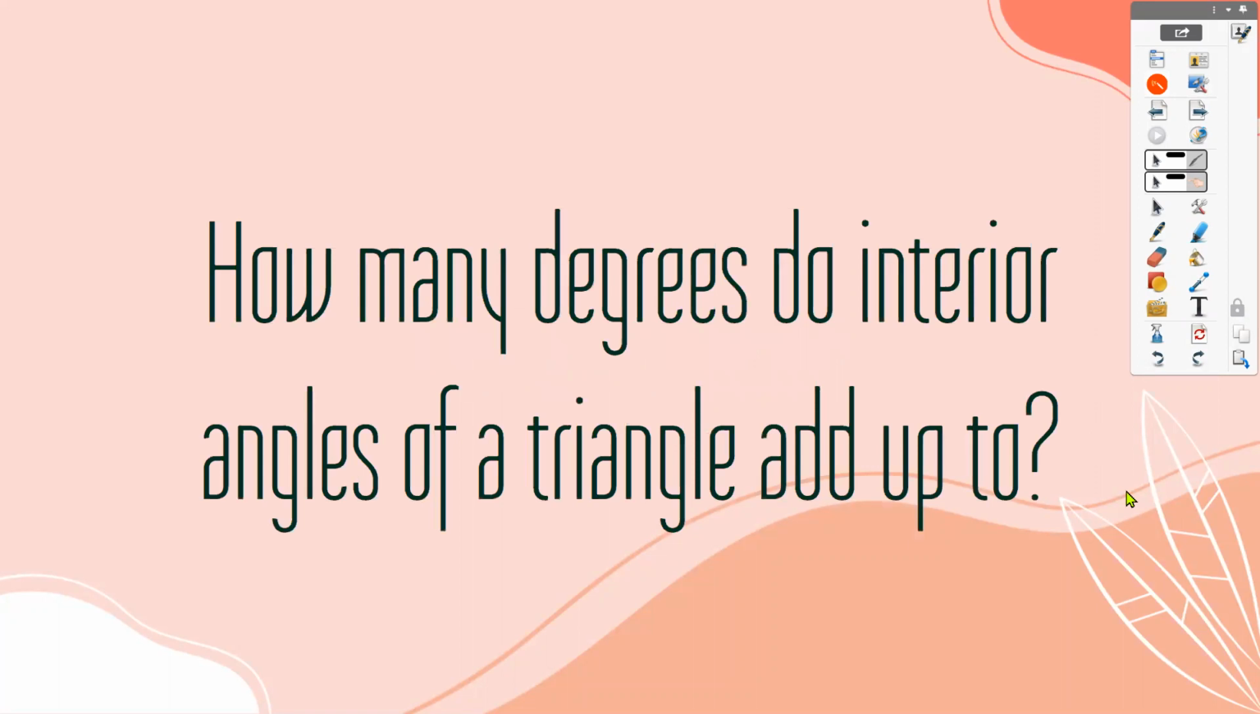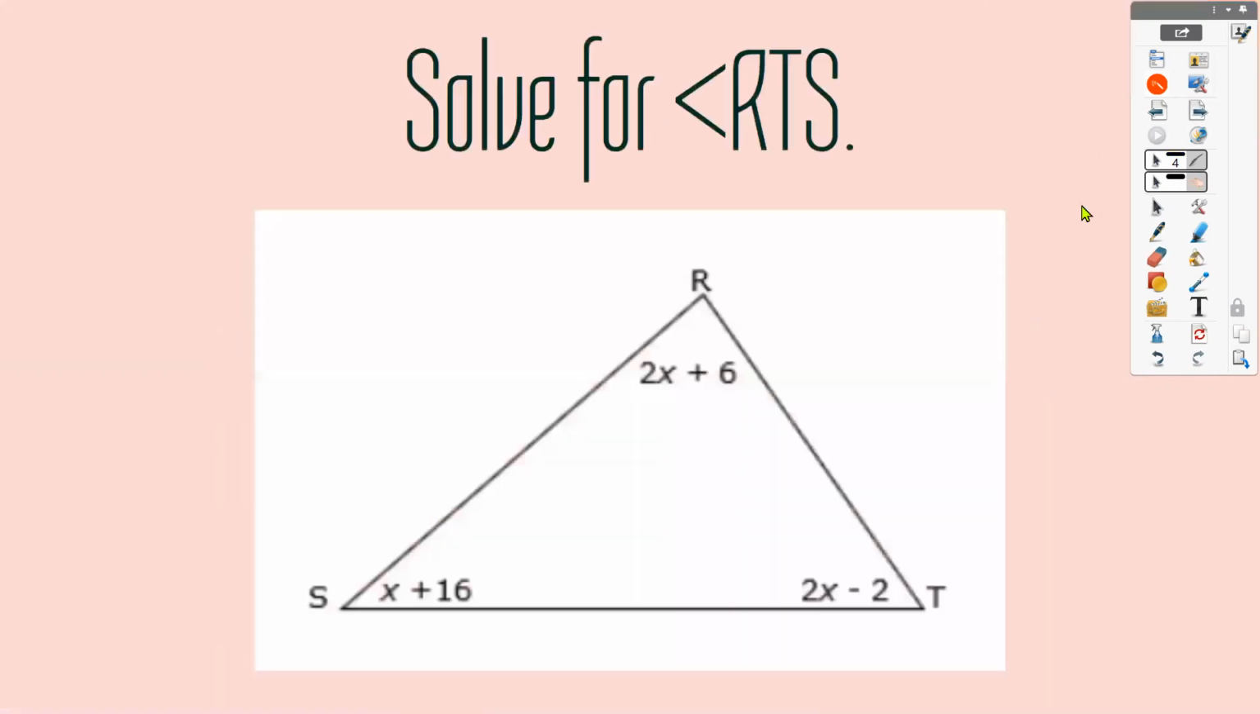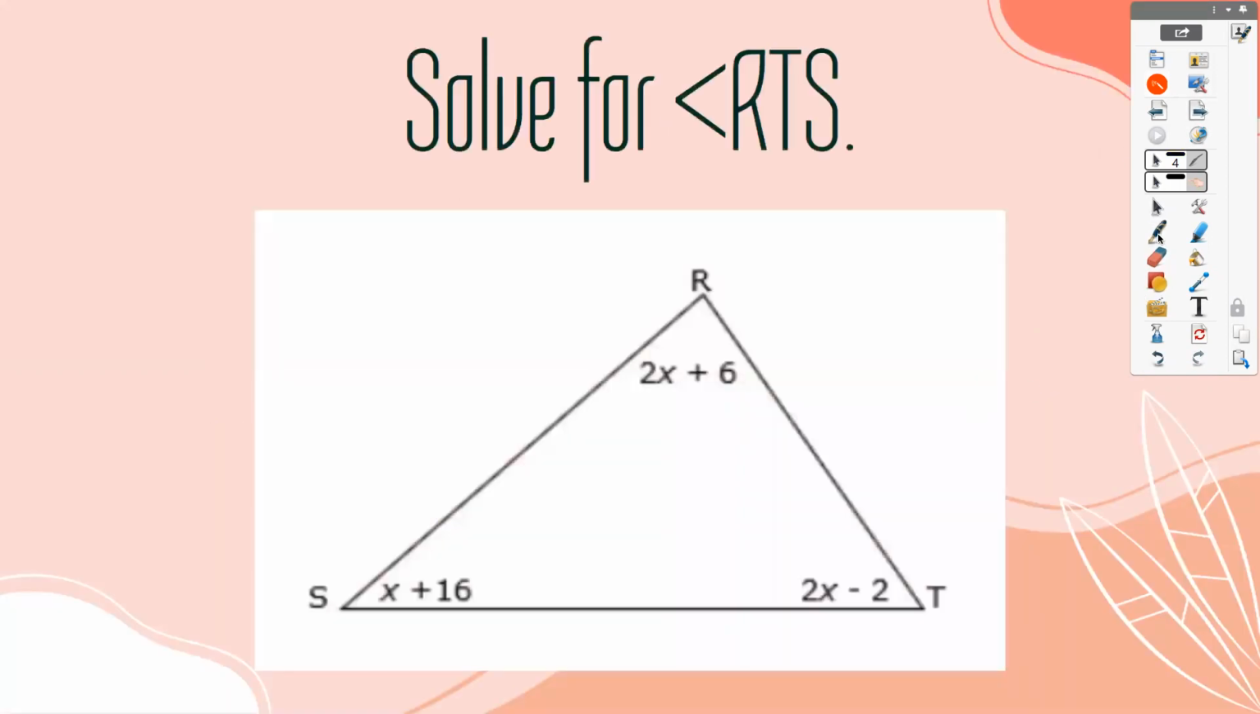So on Monday or Tuesday, we talked about triangles. You should kind of remember this from sixth grade. Triangles all add up to 180 degrees. So when I look at a triangle like this, we know that whenever I have a triangle, first of all, if I see an X, you have to set up an equation.